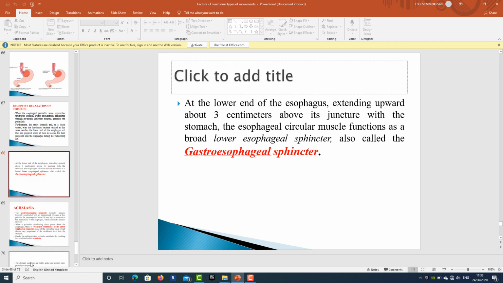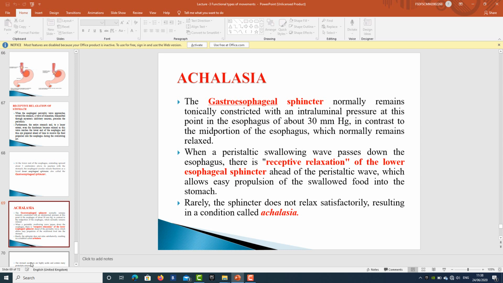At the lower end of esophagus, extending upward about 3 centimeters above its juncture with the stomach, the esophageal circular muscle functions as a broad lower esophageal sphincter, also called the gastroesophageal sphincter. Now, when we are doing these ingestion type of things, we should be knowing the pathophysiology related to it. We should be knowing about what is achalasia.